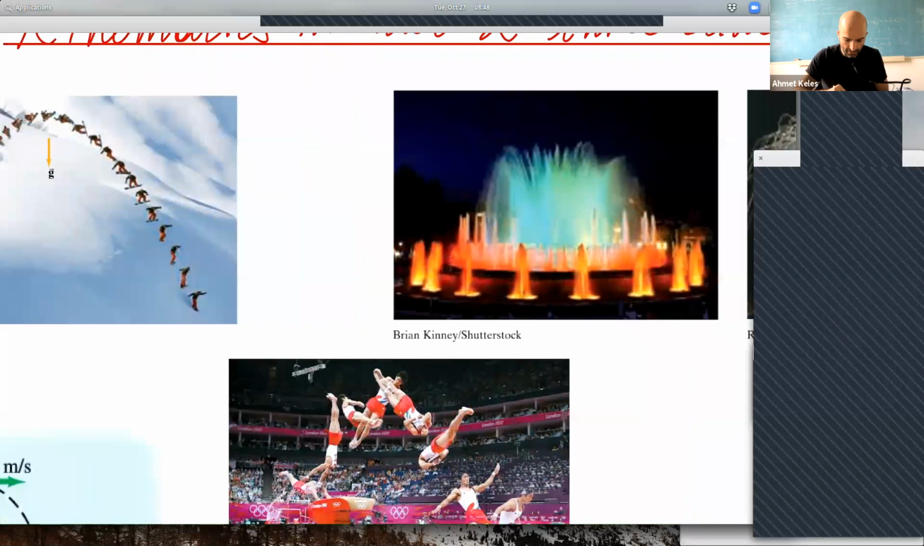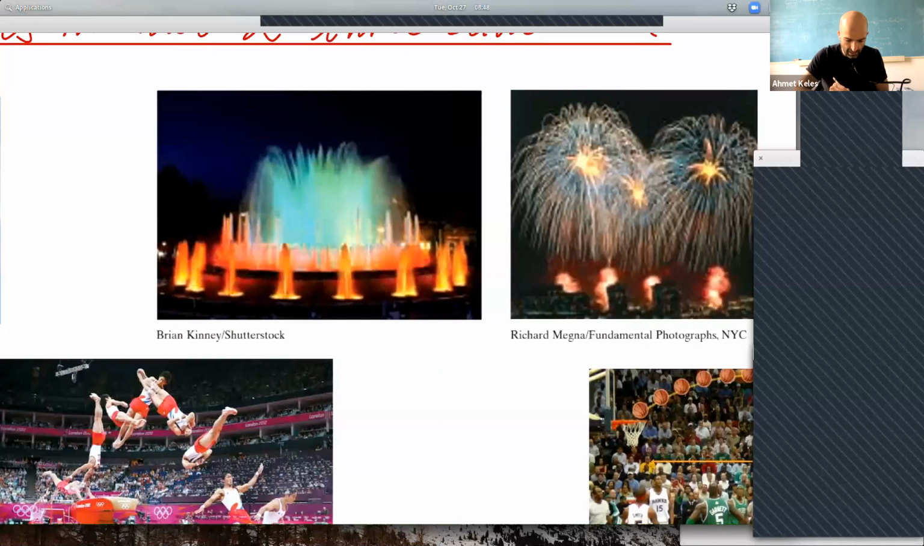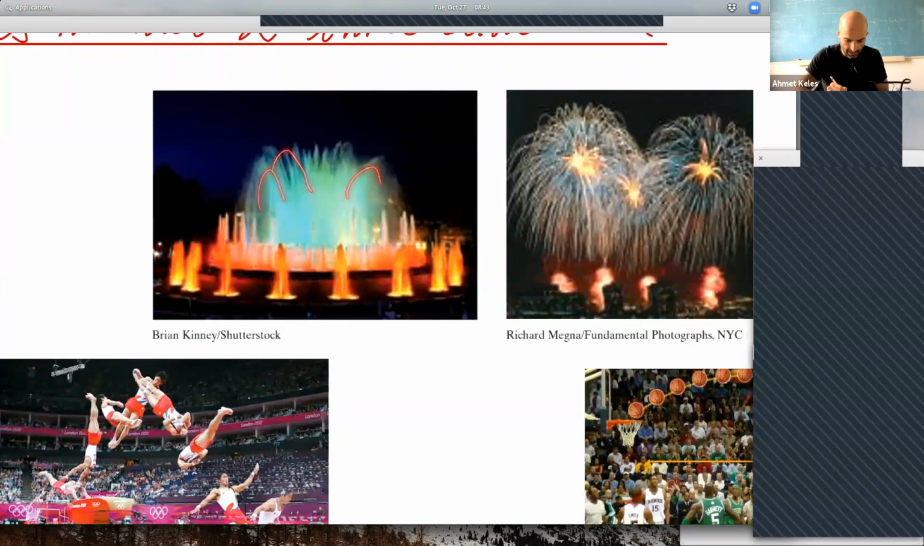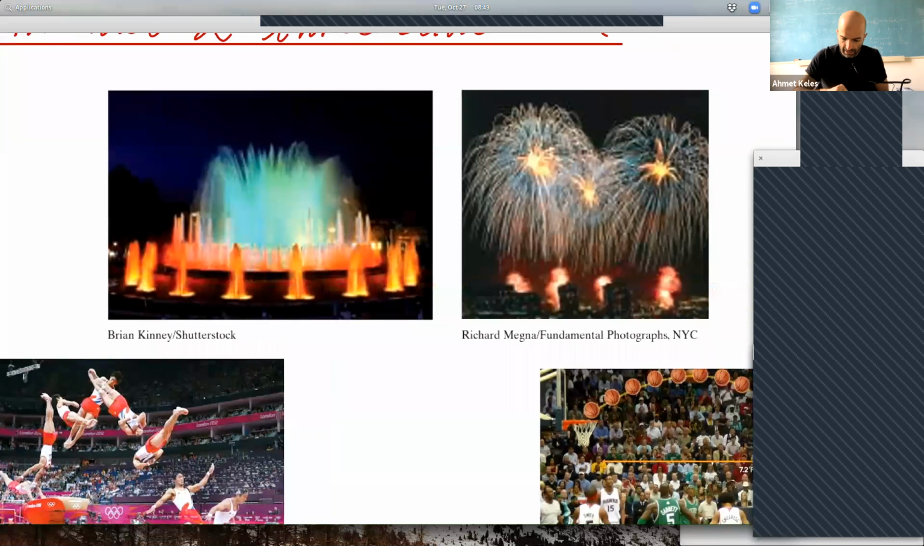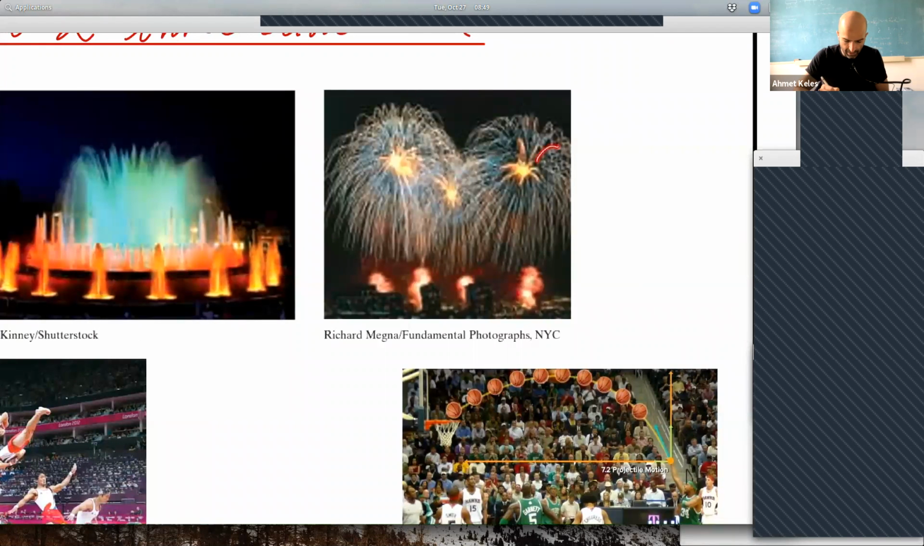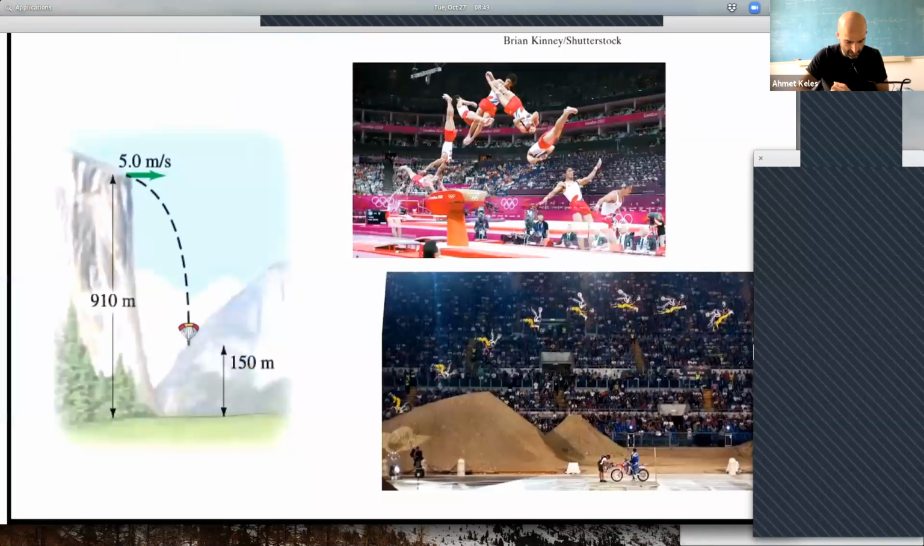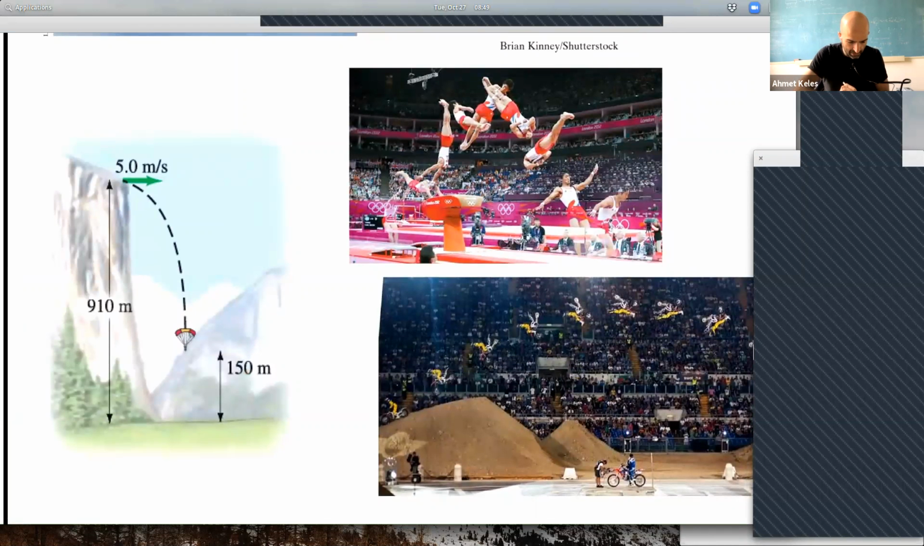Or if you look at these water flows under this fancy light, you also see the same kind of geometric curve, like a parabola. Here are the fireworks, the same thing, and more. Or if you want to do parachuting, and say you want to jump off the cliff, of course you don't want to fall on the bushes or trees, you want to fall on the ground.